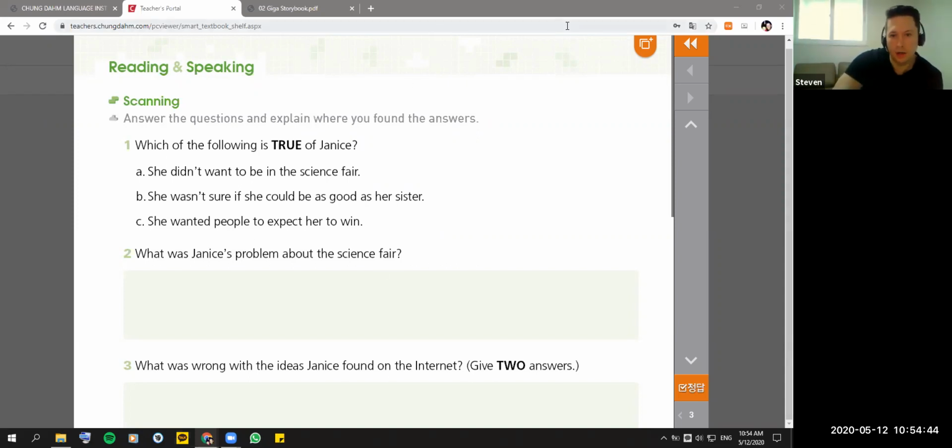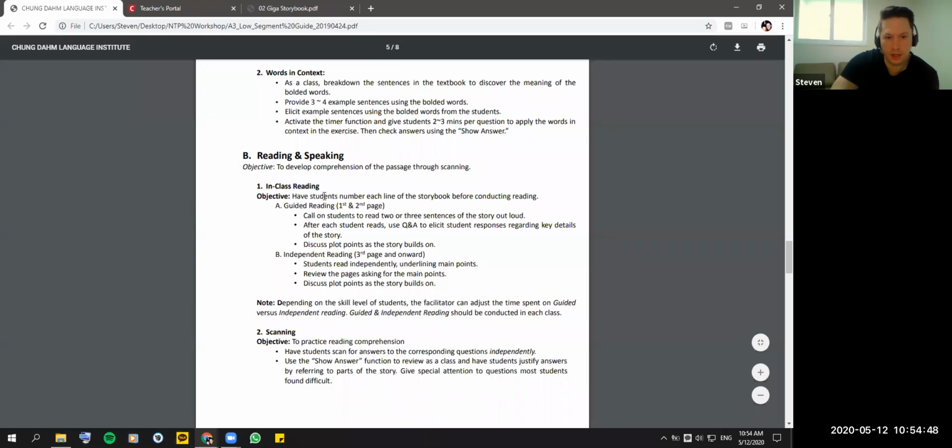All right, so here you should go through. The objective here is to have the students number each line of the storybook before they read. You can do a guided reading, first and second page, call on them to read out loud. After the story ends, you do the Q&A, and then you can discuss the plot. Here they recommend doing independent reading, third page and onward, underlining the main points, annotating as needed. It depends on the skill level of students. You can adjust this as you want. I've done a mix of all these things.